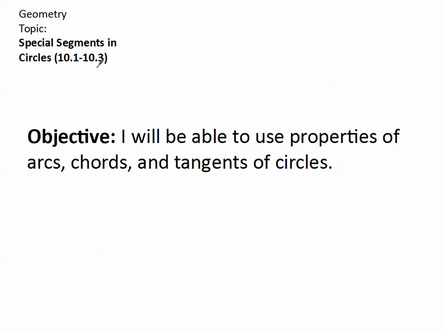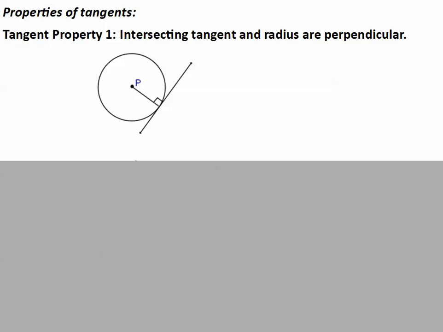In this section, our objective is to be able to use properties of arcs, chords, and tangents of circles. Let's examine first some properties of tangents. Tangent property number 1: intersecting tangent and radius are perpendicular.